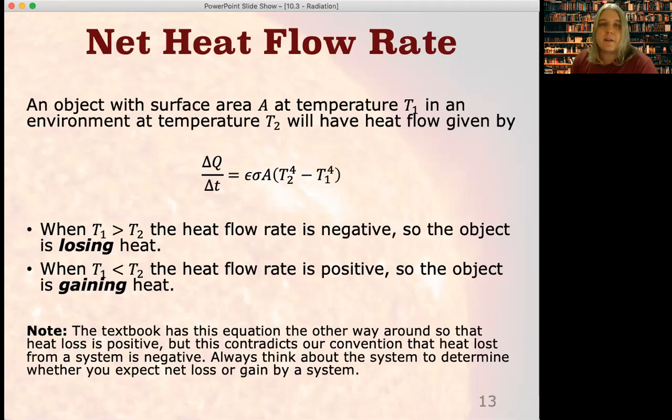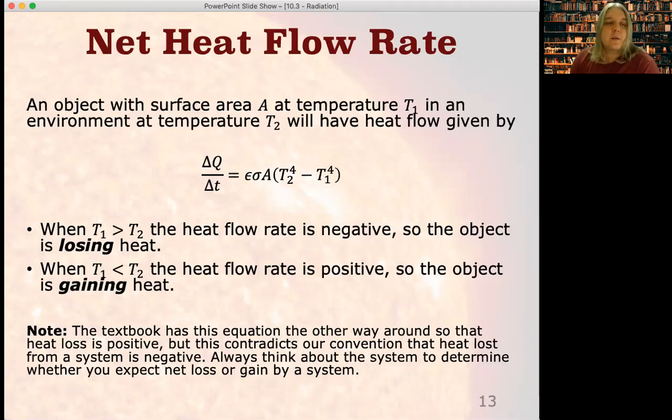It doesn't actually matter too much. What we're concerned with is the heat flow rate as a numerical value, the magnitude of the heat flow rate. And we should always be thinking about the system. So we should already know, just based on the temperatures T1 and T2, which way the heat is flowing. If the object is hotter, it'll flow out of the object. If the object is colder, it'll flow into the object. So that should be no surprise. But by writing the equation this way, it does adhere to that convention that we met earlier. So that is the net heat flow rate.